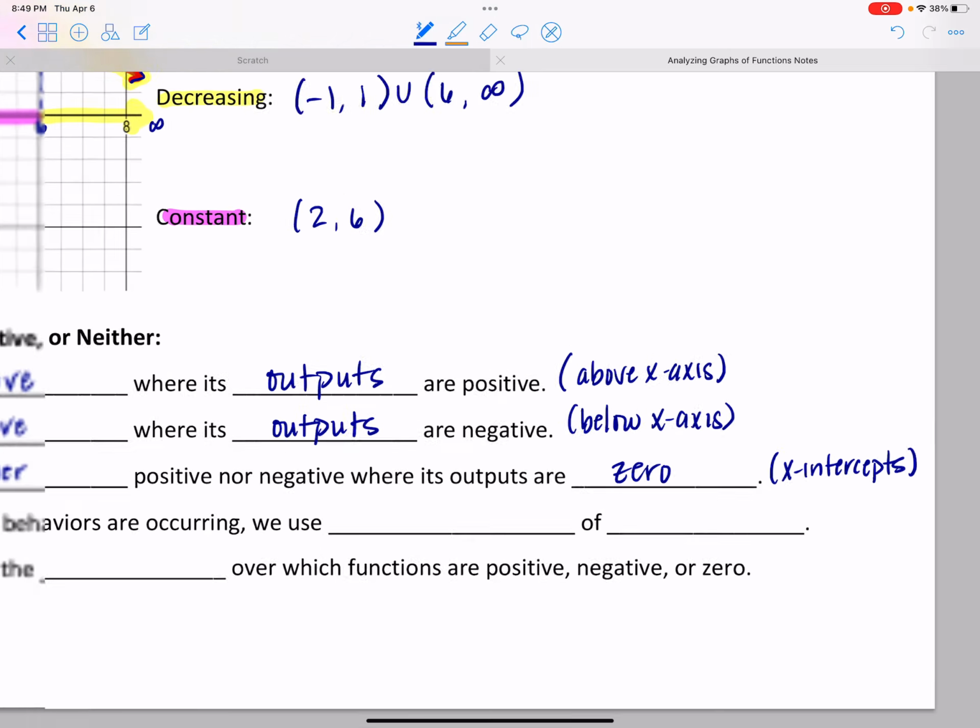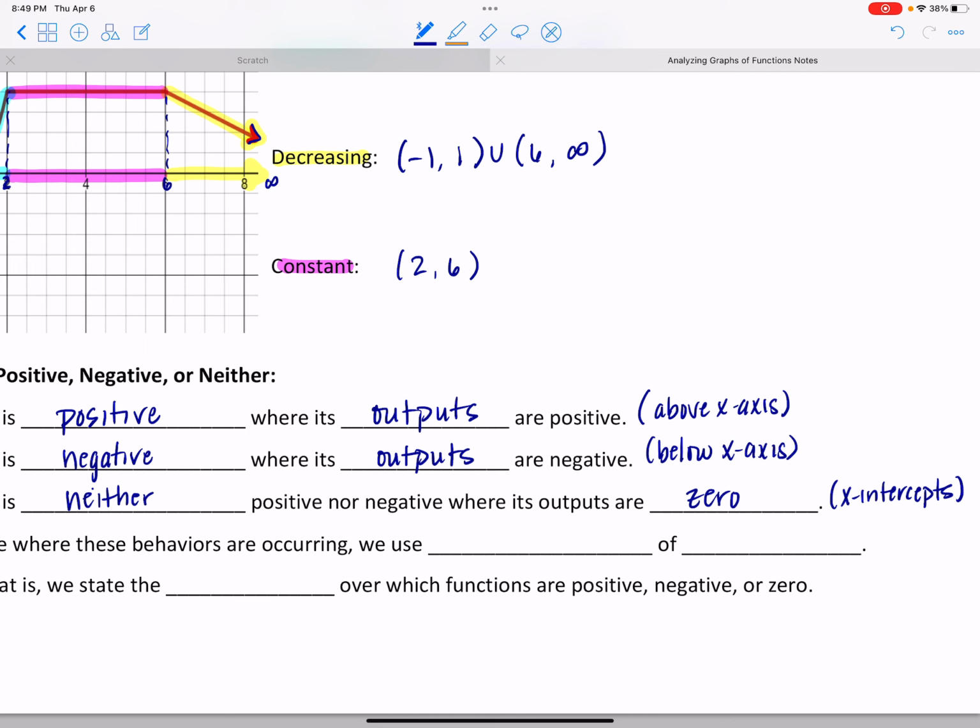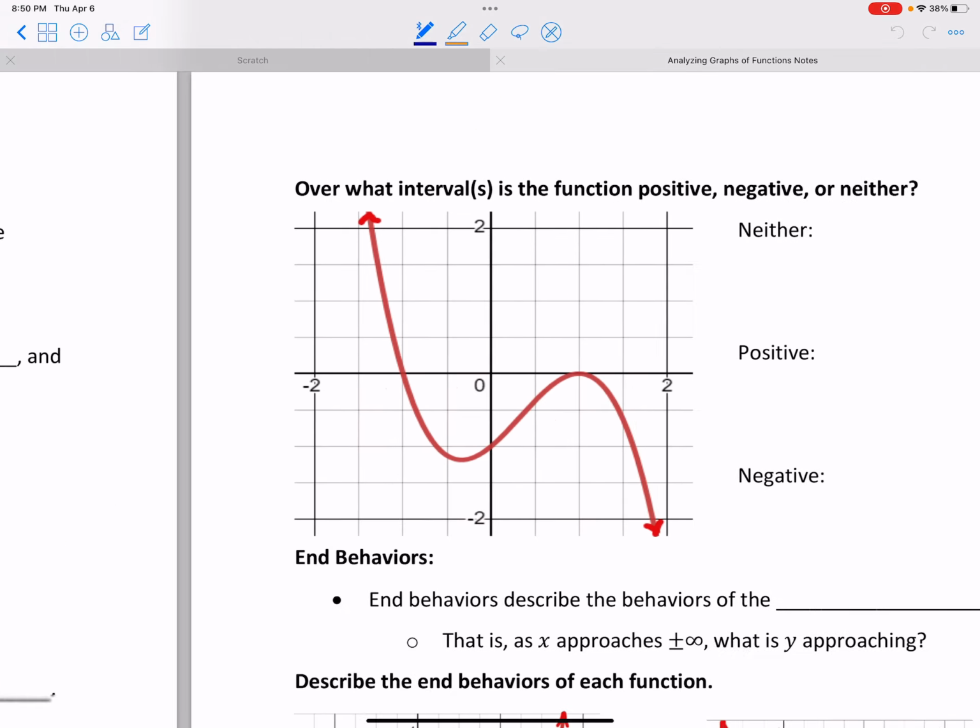Okay? Now, just like with the intervals that are increasing, decreasing, or constant, if we want to state where these behaviors are occurring, we are going to state these using intervals of x values, since those are our frame of reference. From what x value to what x value are we positive, negative, or for what x values are we neither? So we again want to state the domain that corresponds with each of the behaviors. Okay? So let's look at an example here.